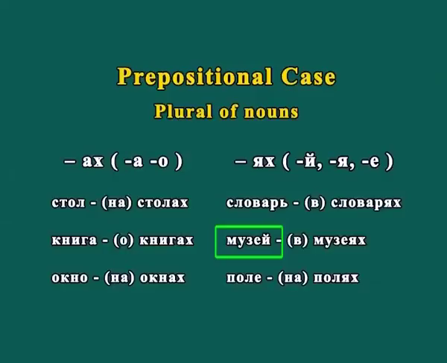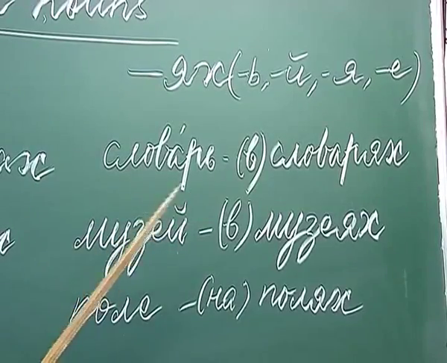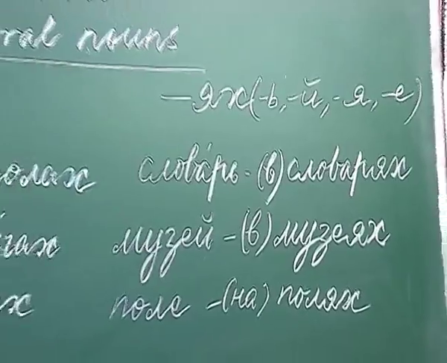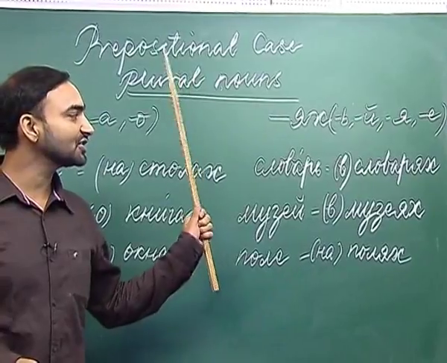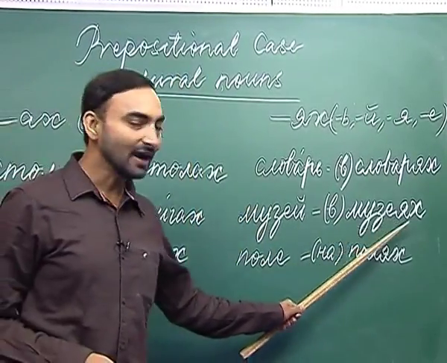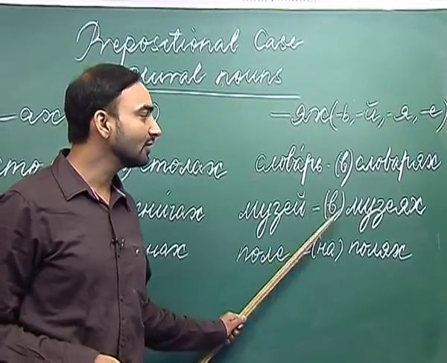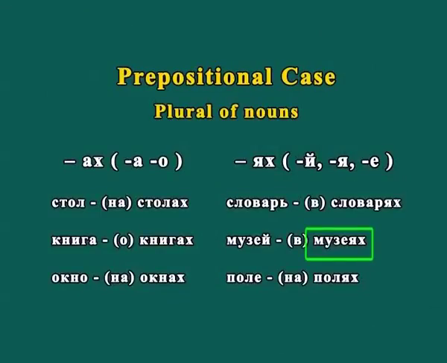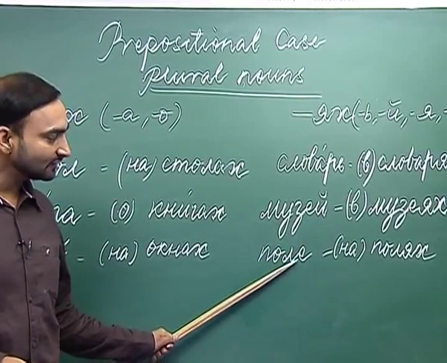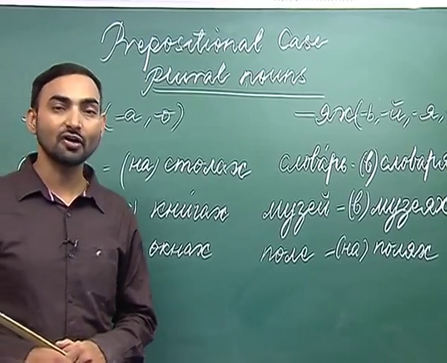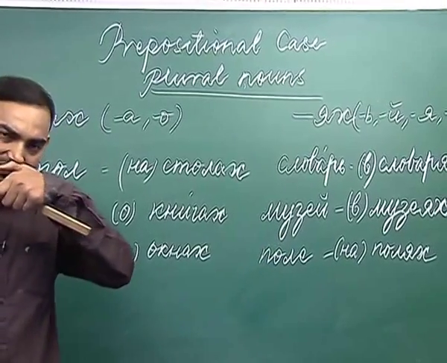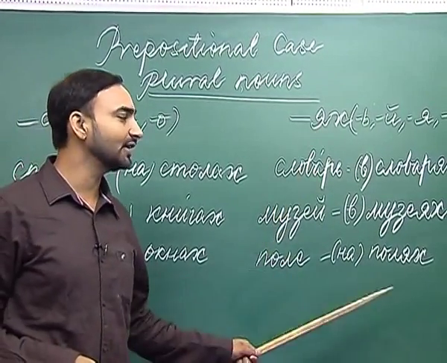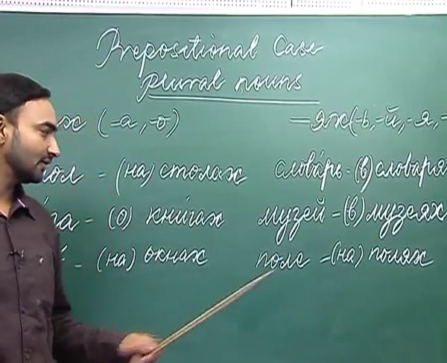Muzei. Muzei again is a soft ending noun. So, how do we change the soft ending noun into the plural of noun in the prepositional case? Again we will add yach to it. So, it will be muzeyach. Pole. Pole ends in ye, which is a soft vowel. So, it is also a soft ending noun. So, again by the rule we will add yach to it to get its plural in the prepositional case.